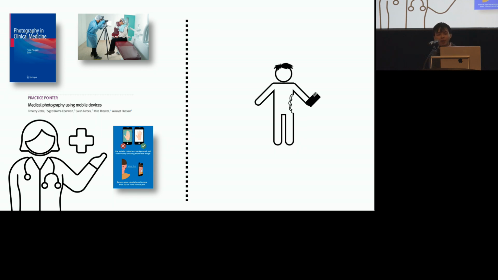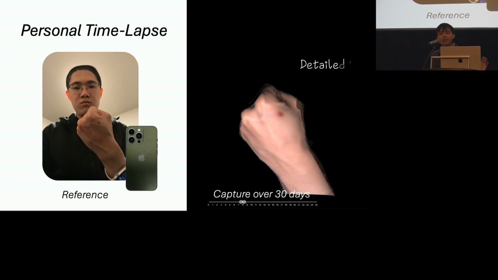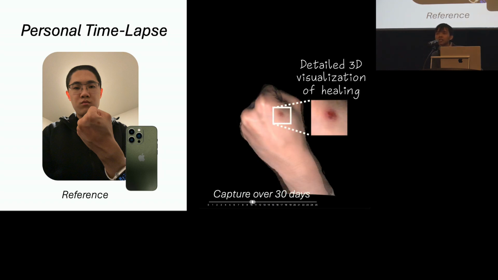So what we want to do in this project is something pretty ambitious. That is, to build a mobile application that can help track changes of the body over time outside of the clinical setting as the user goes about their daily lives. And we do this by capturing what we call personal time-lapse, which is a 3D time-lapse of the user's body under consistent conditions that we can use to track growth or healing over time like you see here.